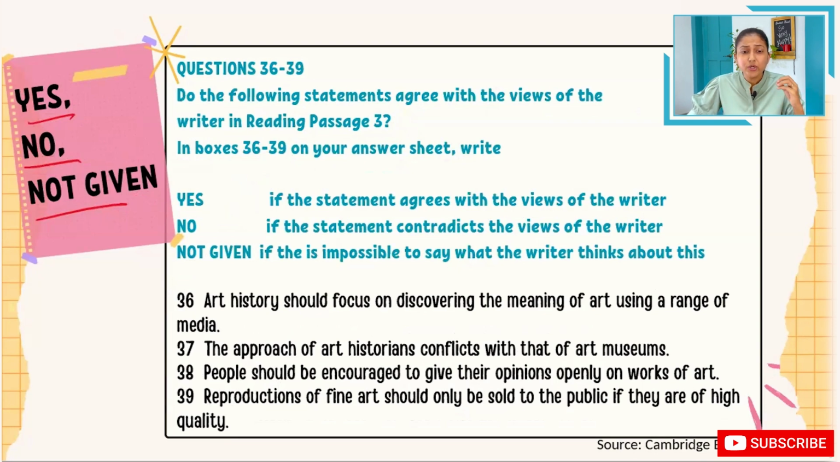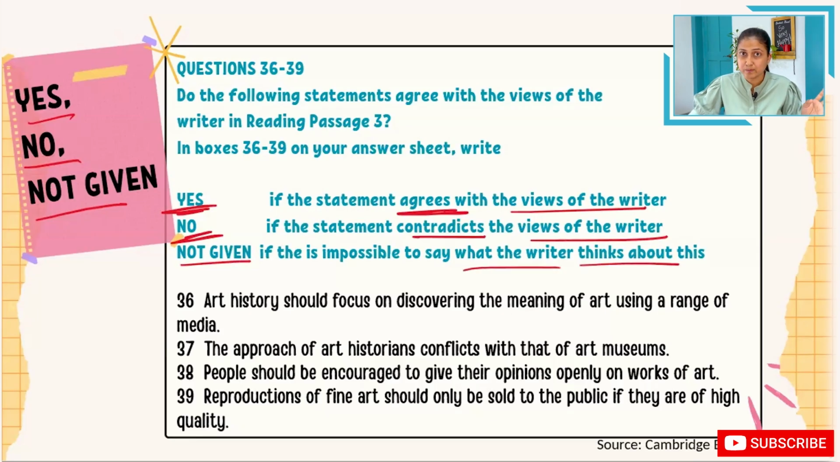Well, you will write yes in the box if the statement given is agreeing with what the view of the writer is in the passage. You will write no if the statement is contradicting the view of the writer in the passage again. You have to write not given if it is impossible to say what the writer thinks about this.